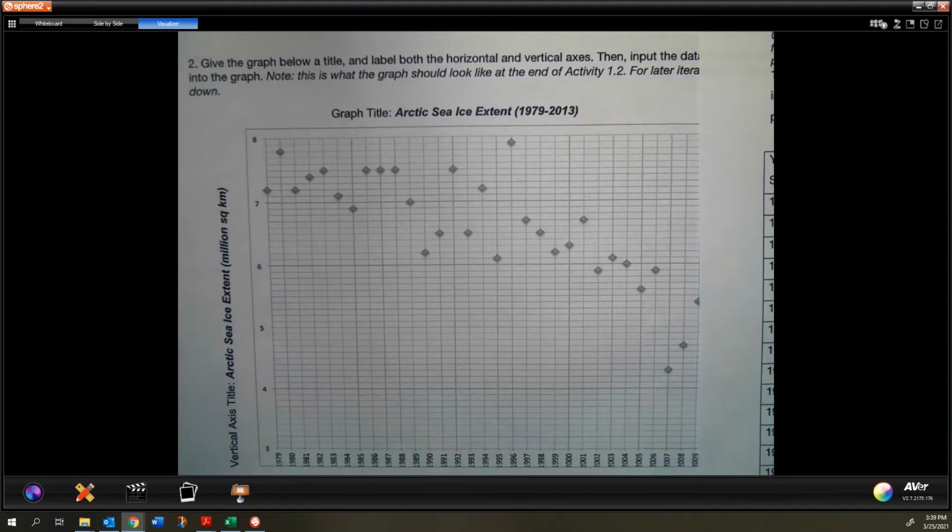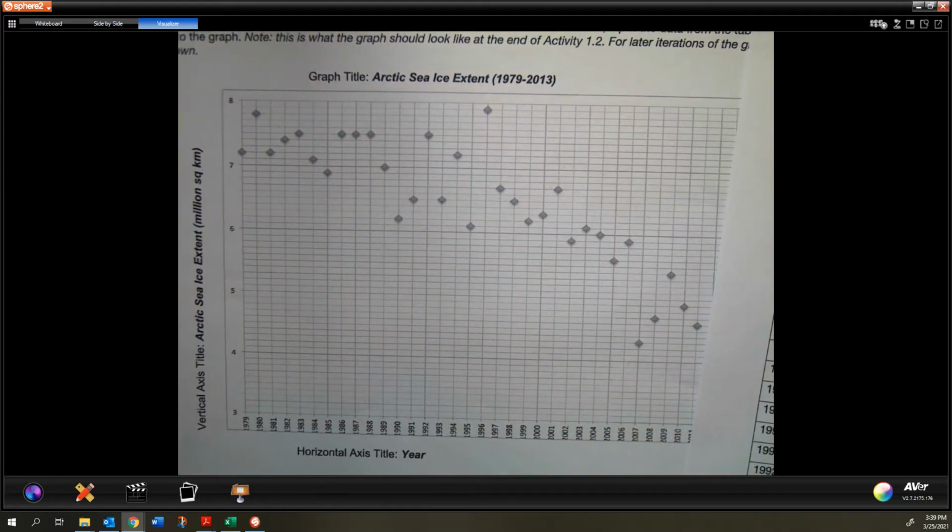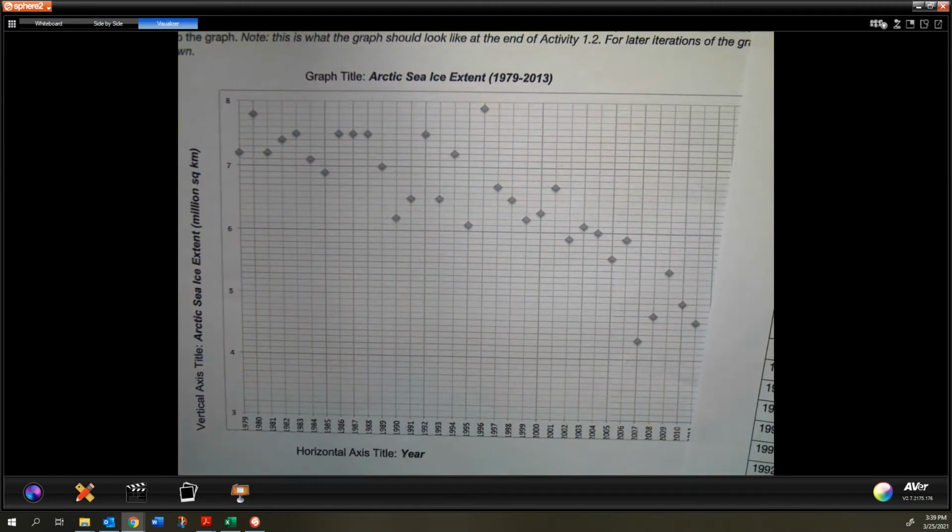Hi, Miss Code here, and a lot of you are asking me about how to analyze this data. So I'm going to go ahead and use the data that you're going to need to analyze.